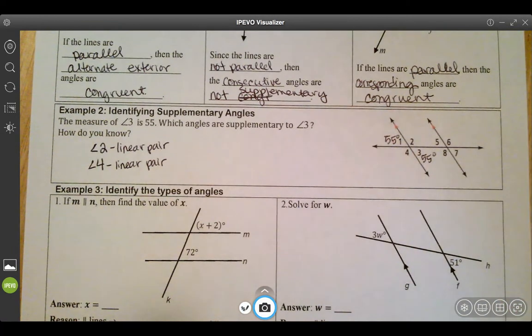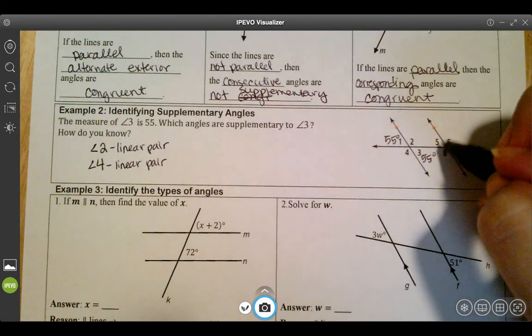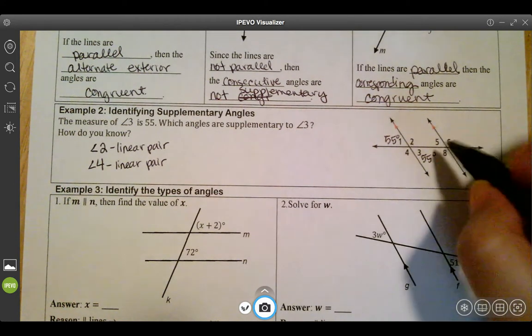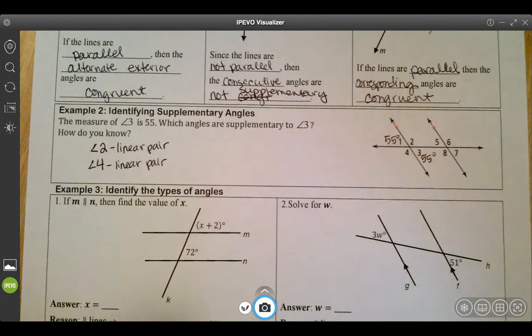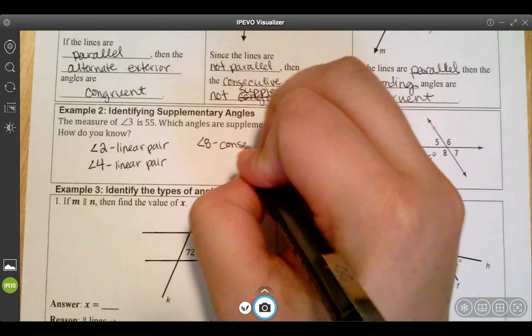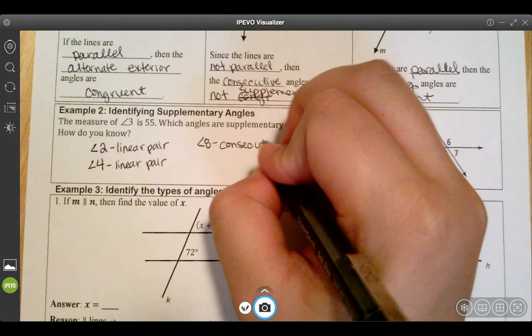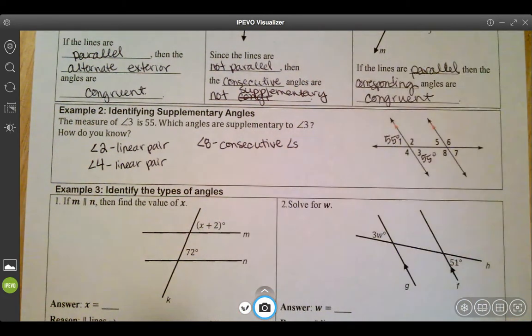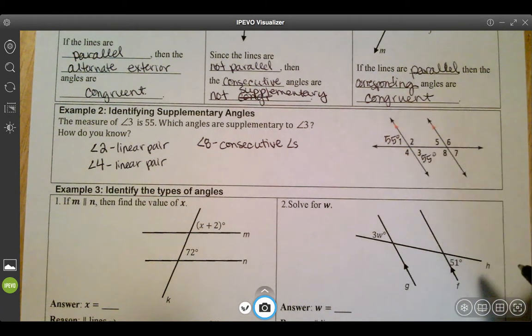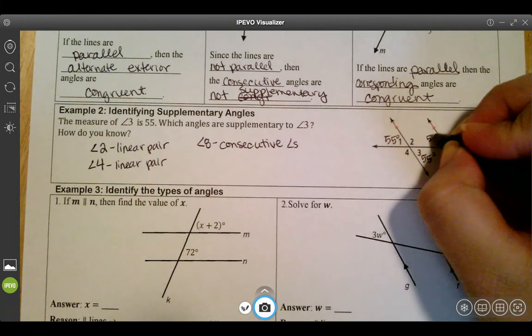Okay. Can we say anything about these other angles? Well, in order to say anything about these other angles, I first need to know that the two lines are parallel. We do know that they're parallel. So then we know that angle 3 and 8 are consecutive angles, which are also supplementary. Right? So angle 8 is supplementary by consecutive or same side interior angles. What about angle 5? Is angle 5 supplementary with angle 3? Those are alternate interior angles. That means they are congruent.